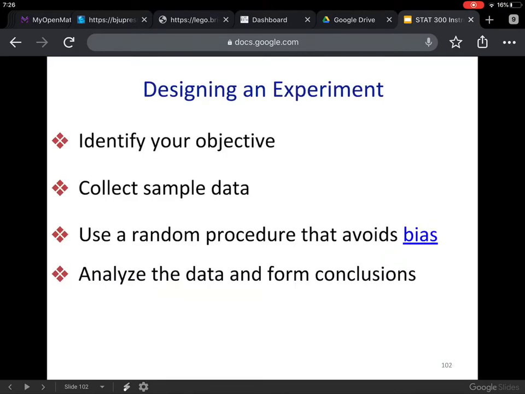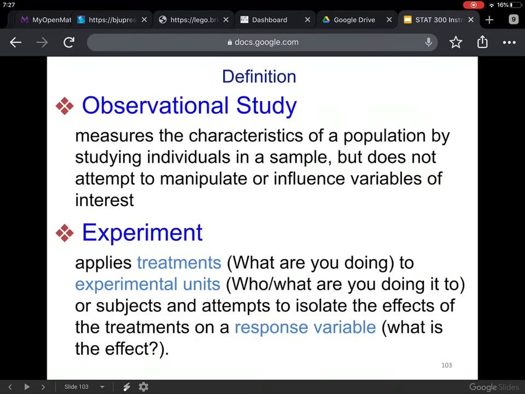Here's the first thing. When we're designing an experiment, we need to decide whether we're, first of all, just surveying or experimenting, or doing an experiment. And there's a difference between the two. For instance, in an experiment, you're going to identify your objective, collect sample data, and then use a random procedure that avoids bias, and then analyze the data and form the conclusions, okay? So there should be a procedure where you're going to take a sample that avoids bias, and that's kind of the main thing about this section. How do I avoid biases?